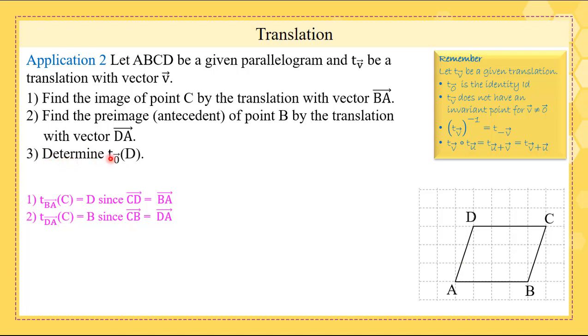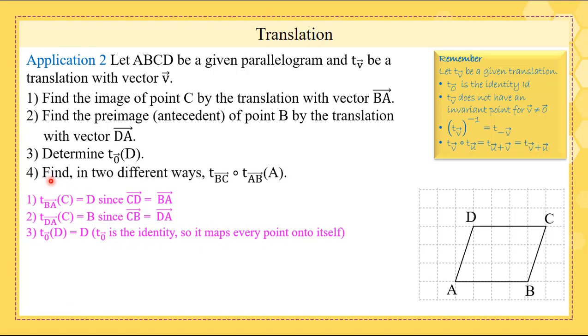Part 3. Determine the translation of the point D by 0 vector. Try to do it. In fact, the translation by 0 vector of any point is the point itself, since the translation by 0 vector is the identity, so it maps every point onto itself. Part 4. Find in two different ways the translation by vector BC around the translation by vector AB of the point A.